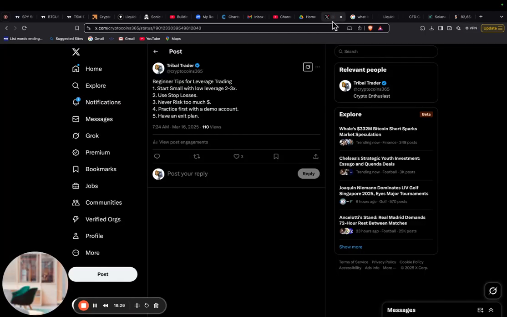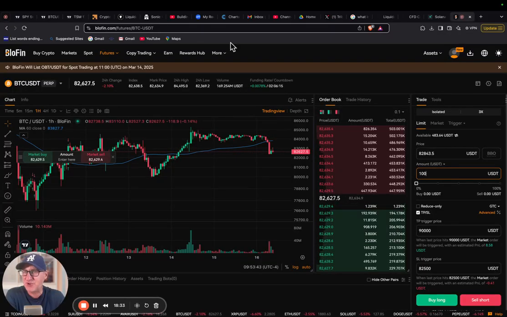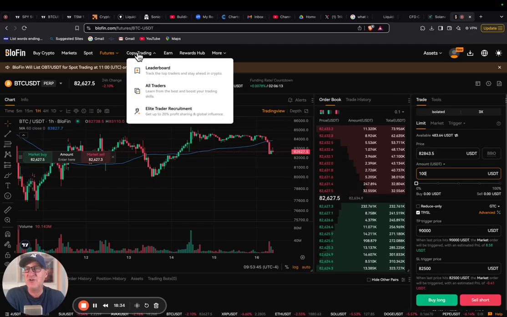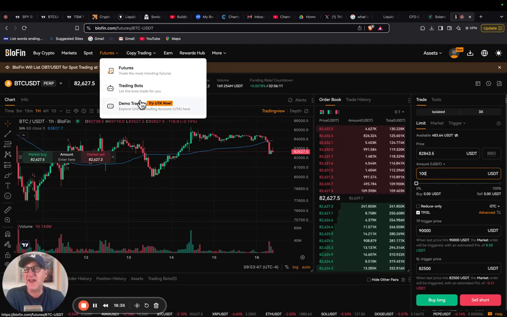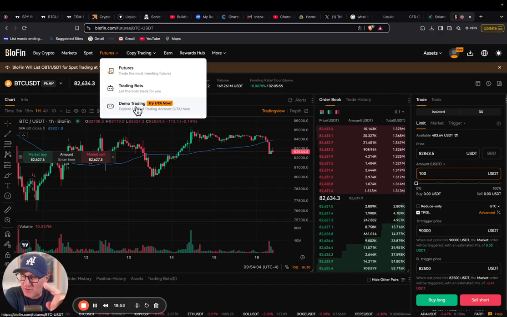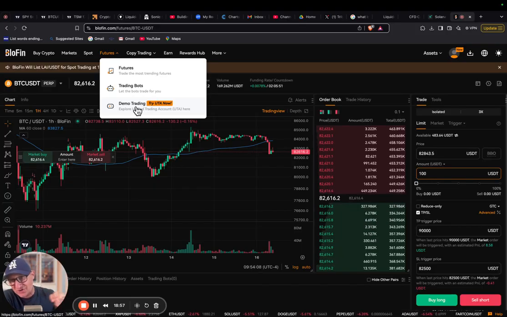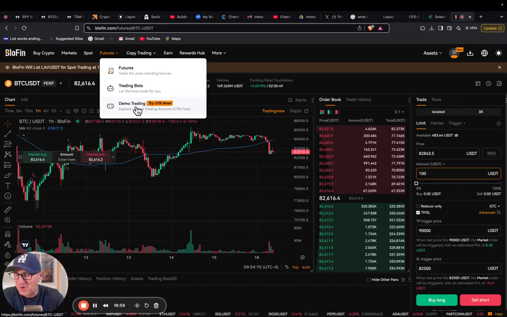Number 4 is to practice first with a demo account. The wonderful thing about Blowfin and MEXC, I don't think BitUnex has a demo account, is you can go in here and go to the futures area and go demo trading. And there you can learn how to leverage trade on a demo account first. I would highly recommend that. Of course, you don't get the feeling of actually trading with real money. If you make wins there, you don't get to keep them. But of course, if you make losses there, you don't get penalized with them.